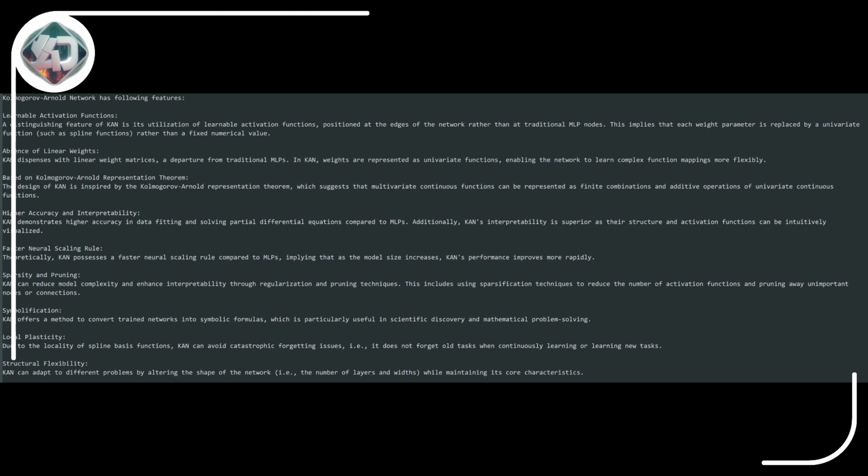Local plasticity. Due to the locality of spline basis functions, KAN can avoid catastrophic forgetting issues, i.e., it does not forget old tasks when continuously learning or learning new tasks. Structural flexibility. KAN can adapt to different problems by altering the shape of the network, i.e., the number of layers and widths, while maintaining its core characteristics.